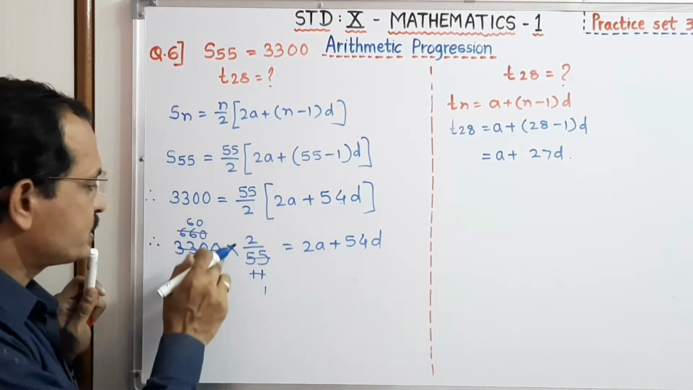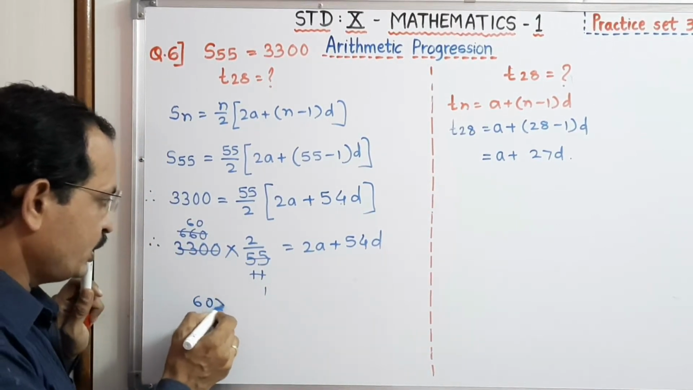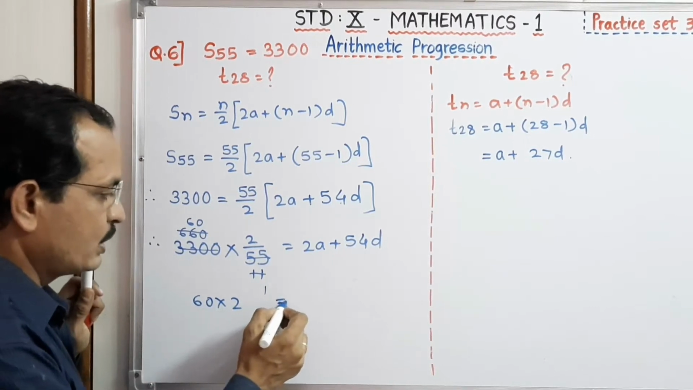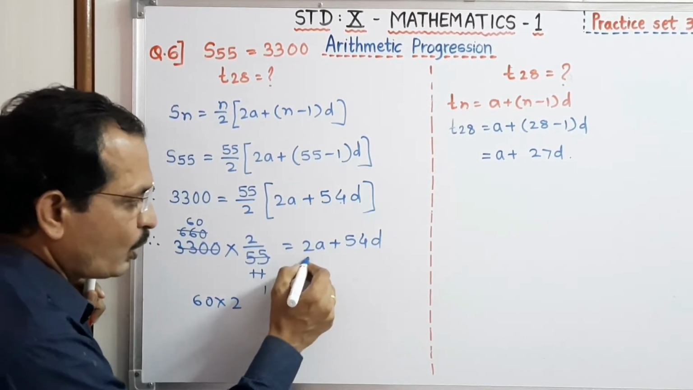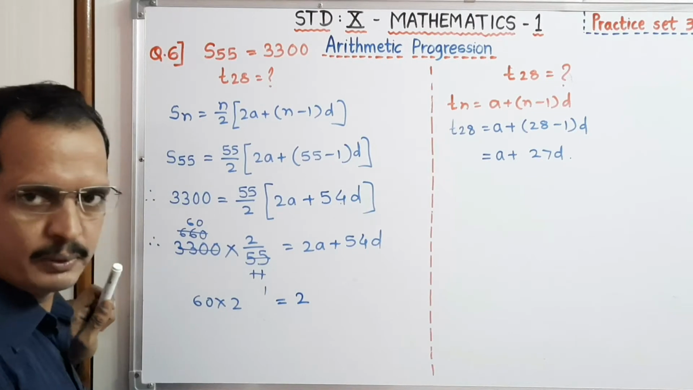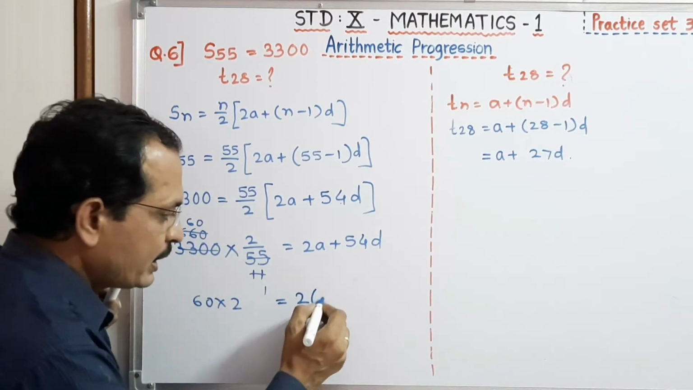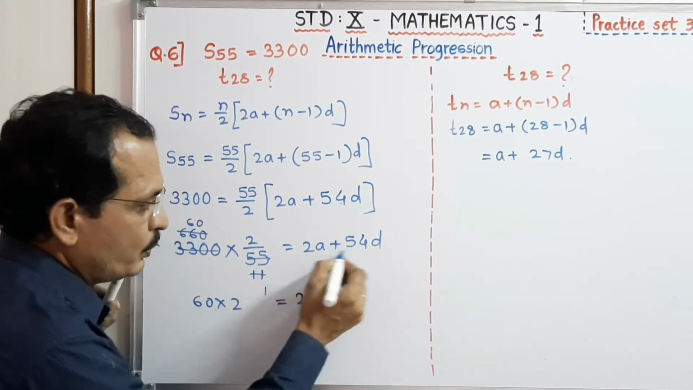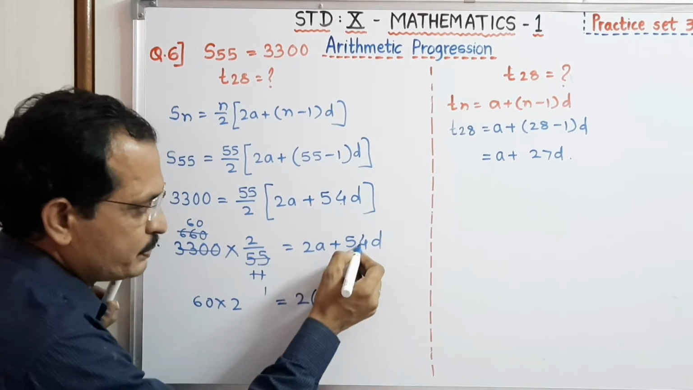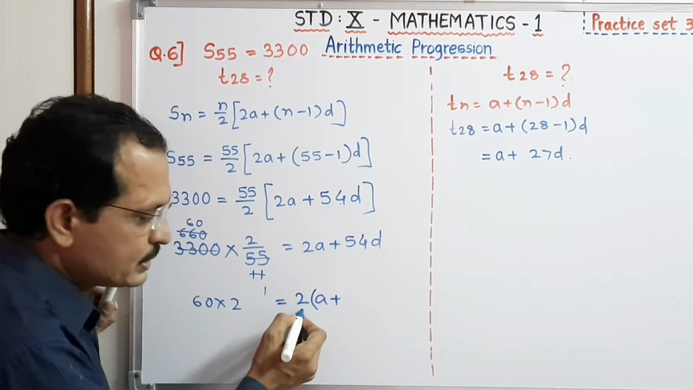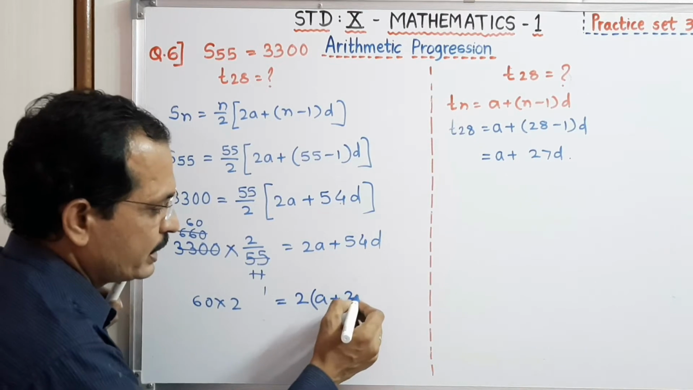Now see here, it is 60 into 2 is equal to 2a plus 54d. From this we can take out 2 as a common factor. Then we write here a plus, divide this 54 by 2 because we are taking 2 as a common factor. Therefore it is 27d.